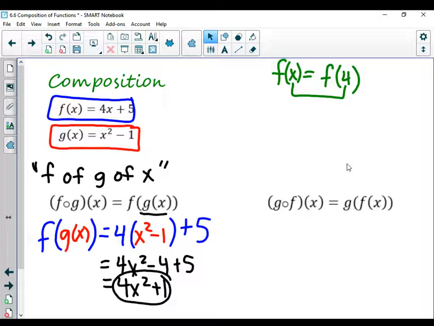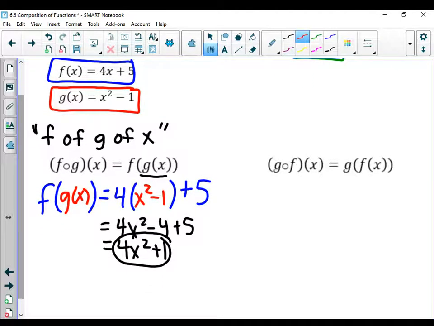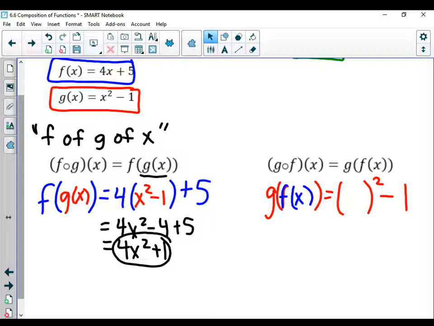Okay? So let's try the next one. This is g of f of x. So I'm going to take my g of x equation. I'm going to create a skeleton for it: x squared minus 1. And now I'm going to plug the f of x equation into that, which is 4x plus 5. Go ahead and simplify that.